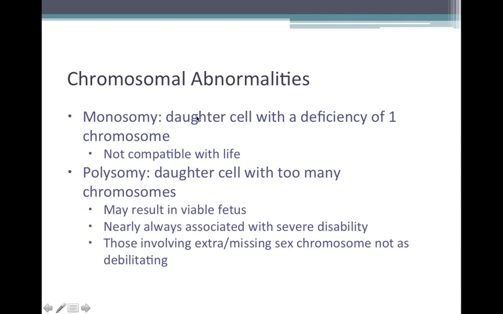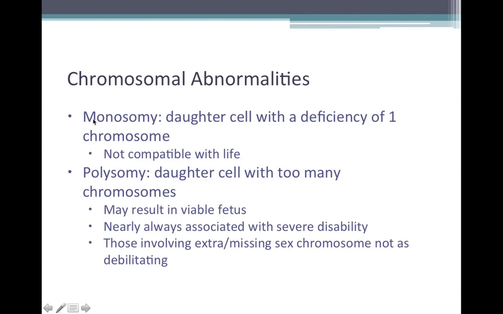Now, monosomy is where a daughter cell has a deficiency of one chromosome, and this is not compatible with life, because you can't survive missing an entire type of chromosome. Now, it's not to say that it's missing a copy of a chromosome, monosomy is where you're missing an entire type of chromosome. Like, for instance, you can't survive without an X chromosome. And that's basically what a monosomy would be.